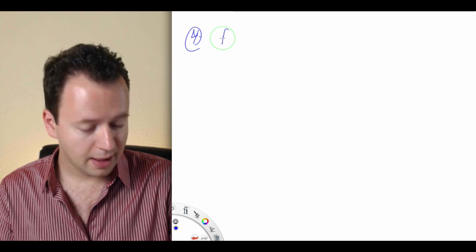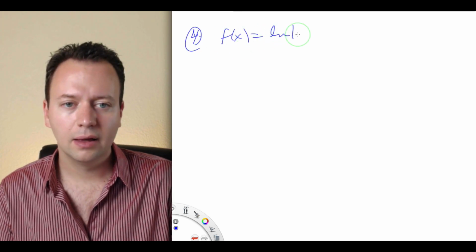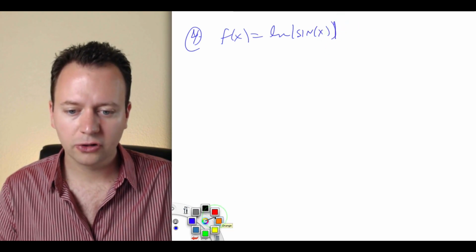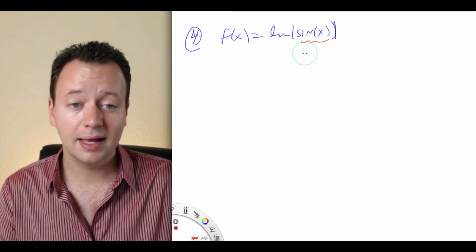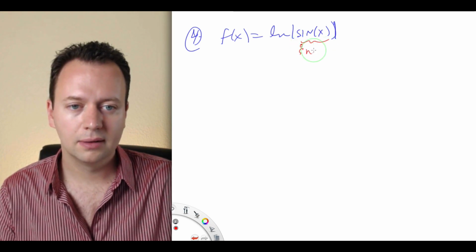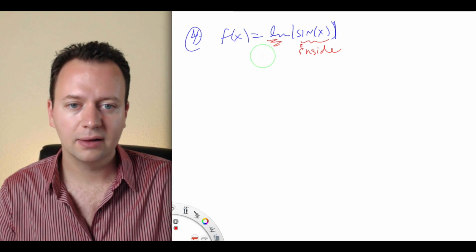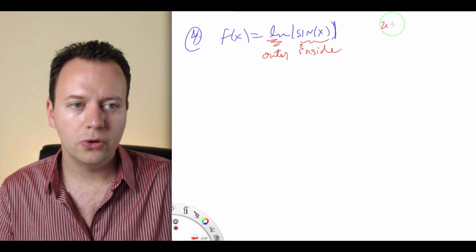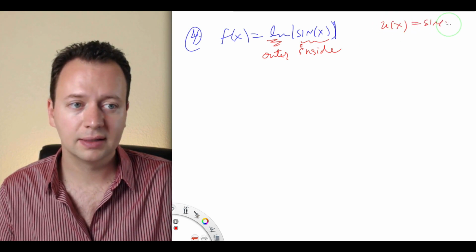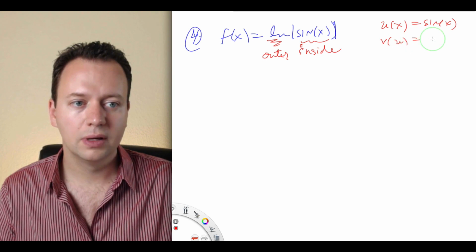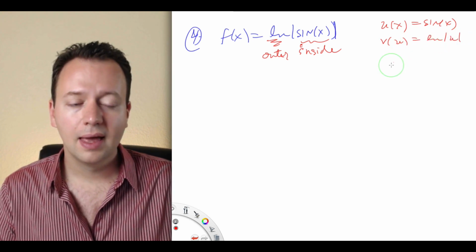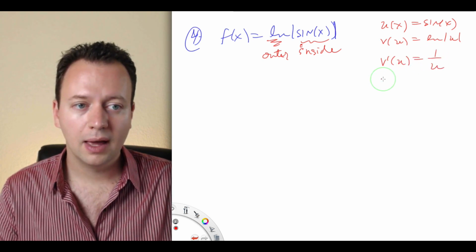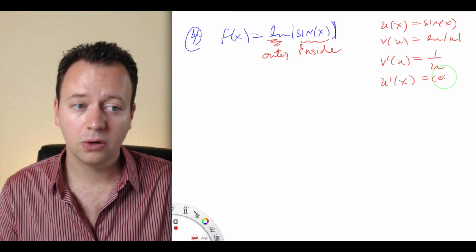Example number 4, f of x is equal to ln of sine of x. So here the inside function again is the one on the inside, so the inside function is the sine function, and then the outside function is the ln function. So u of x, the inside function, is just sine of x, and then v of u is ln of u. Now we know the derivatives of both of these. V prime of u is just going to be 1 over u, and u prime of x is just going to be cosine of x.